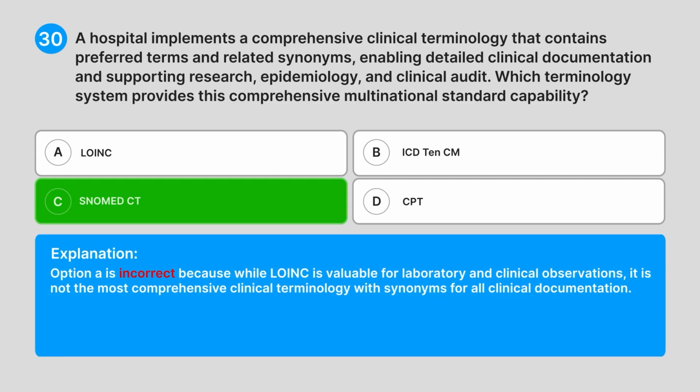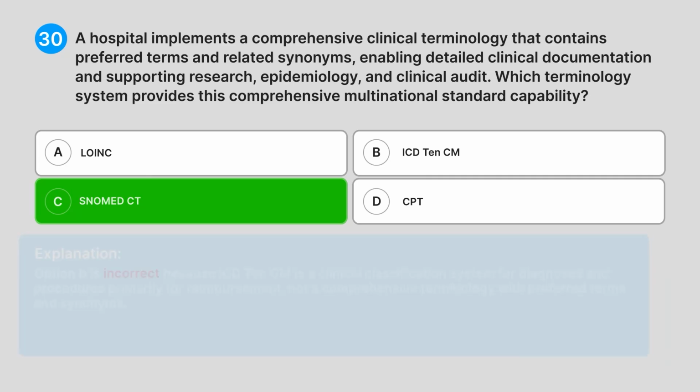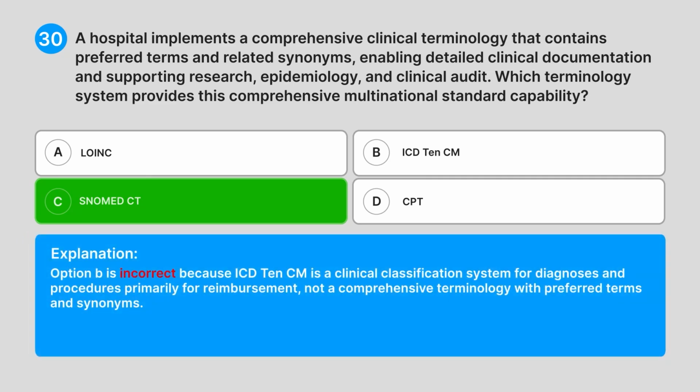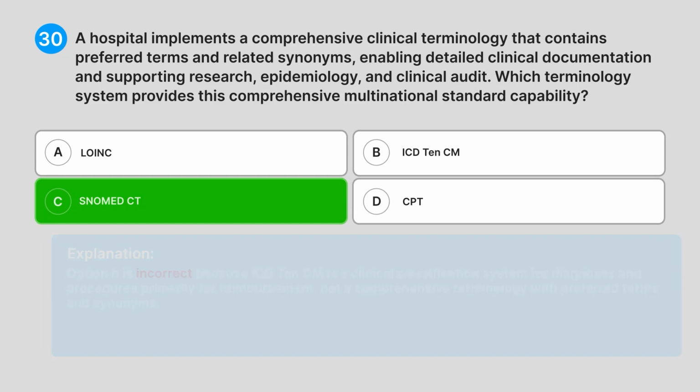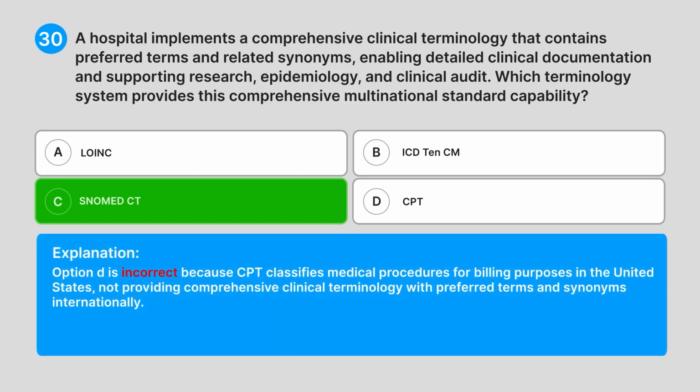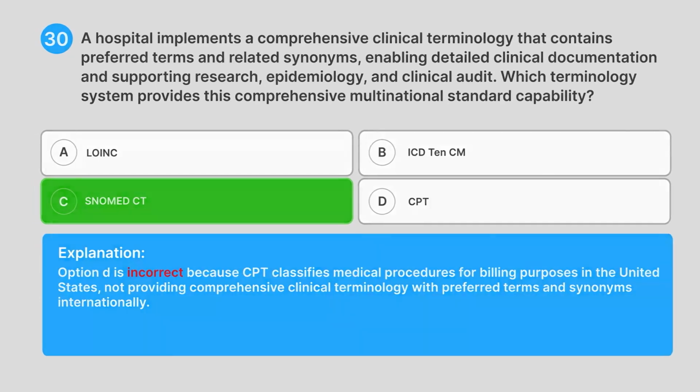Option A is incorrect because while LOINC is valuable for laboratory and clinical observations, it is not the most comprehensive clinical terminology with synonyms for all clinical documentation. Option B is incorrect because ICD-10-CM is a clinical classification system for diagnoses and procedures primarily for reimbursement, not a comprehensive terminology with preferred terms and synonyms. Option D is incorrect because CPT classifies medical procedures for billing purposes in the United States, not providing comprehensive clinical terminology with preferred terms and synonyms internationally.